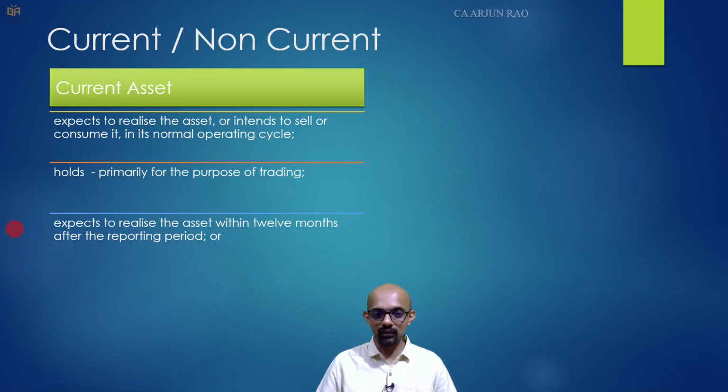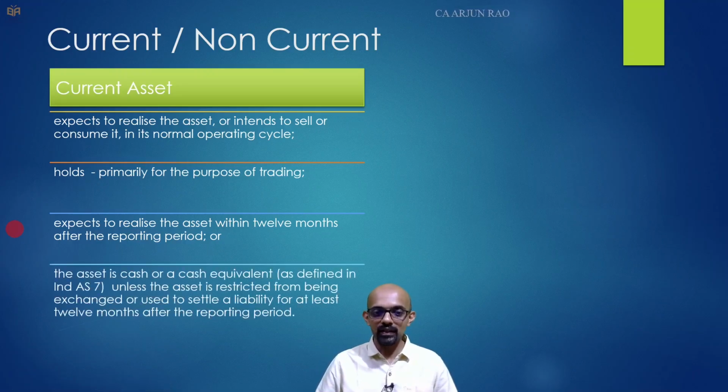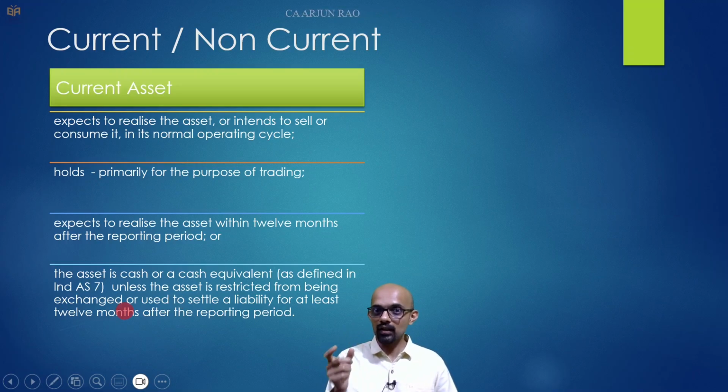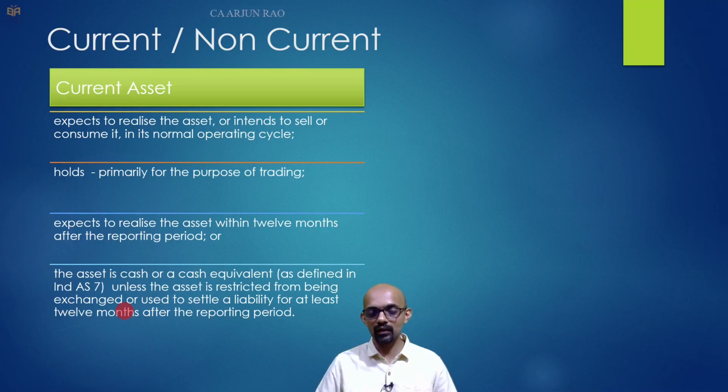Any of these are satisfied, or the asset is cash or cash equivalent. So, cash or cash equivalents are generally current unless there are some legal restrictions from being exchanged or used to settle a liability for at least 12 months. So if for 12 months or more there is a restriction, say some government has frozen your assets and won't release them within 12 months, then that cash or cash equivalent cannot be considered as current, right?